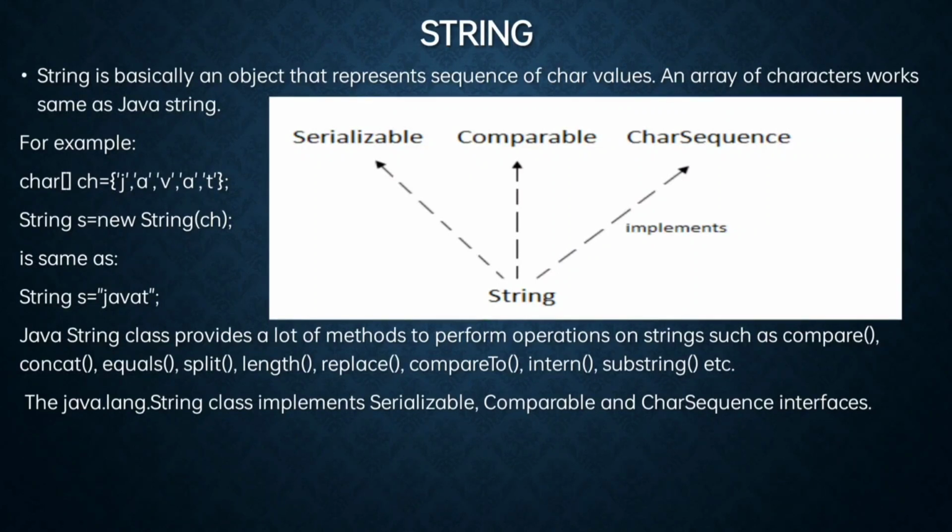Now the Java String class provides a lot of methods to perform operations on strings, such as compare, concat, equals, split, length, replace, compareTo, intern, substring, etc. The java.lang.String class implements Serializable, Comparable, and CharSequence interfaces. We'll discuss interfaces in the coming videos.